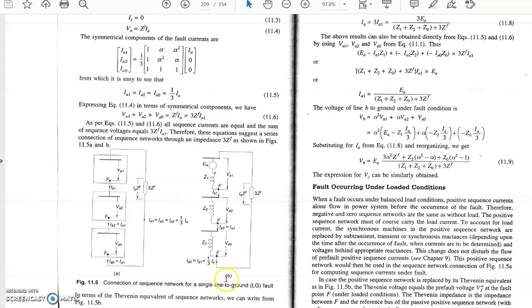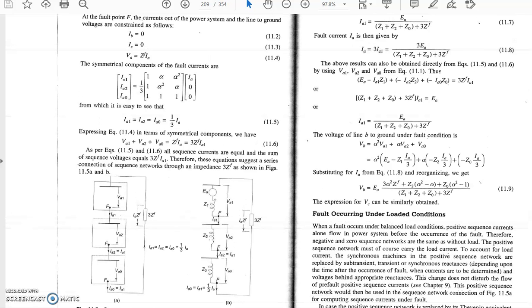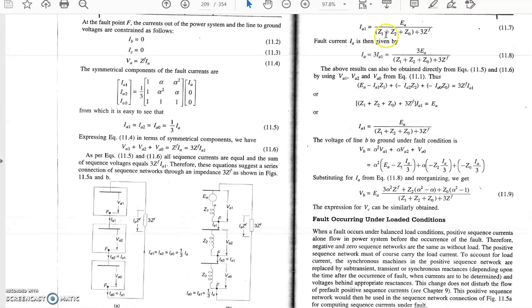So from this diagram you can find the value of Ia1, which is equal to Ea upon Z1 plus Z2 plus Z0 plus 3Zf, which is the total impedance. And Ia, you know from this equation, Ia is equal to 3 Ia1. So Ia equals 3 Ea upon Z1 plus Z2 plus Z0 plus 3Zf.